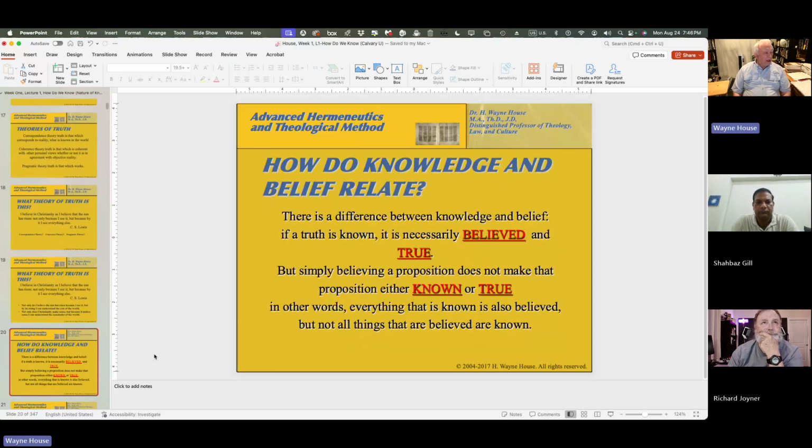Now, how do knowledge and belief relate? We've talked about belief, and we've talked about the idea of a belief. So how do knowledge and belief relate to one another? There's a difference between knowledge and belief. If truth is known, it is necessarily believed and true. Simply believing in a proposition does not make it known or true. What do you think is being said by that statement?